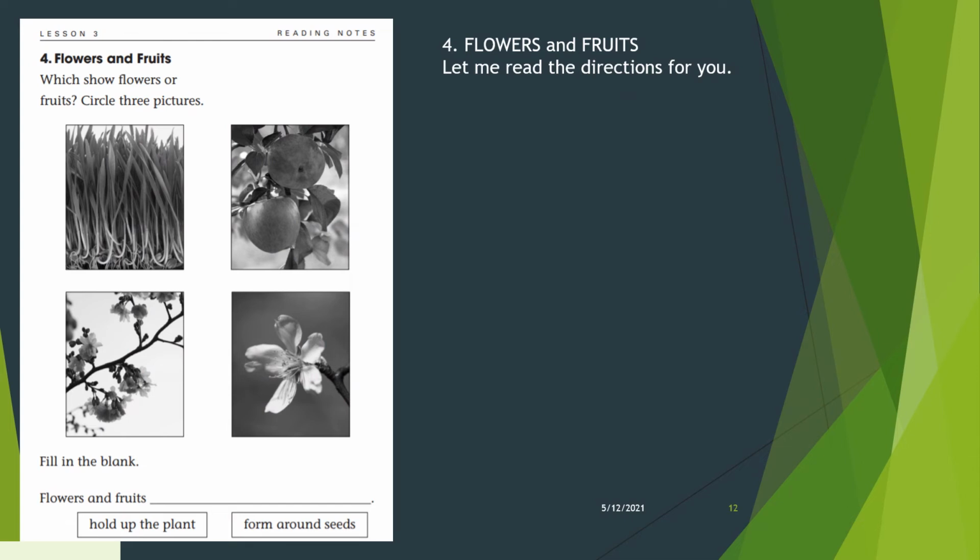We're working on the next page in our workbook. Check us out. Aren't we getting a lot of work done today? All right, number 4, flowers and fruits. Let me read the directions for you. Which show flowers or fruits? Circle 3 pictures. Remember, only circle the pictures that either show flowers or fruits. Circle 3, one of them is definitely not showing a flower or a fruit.